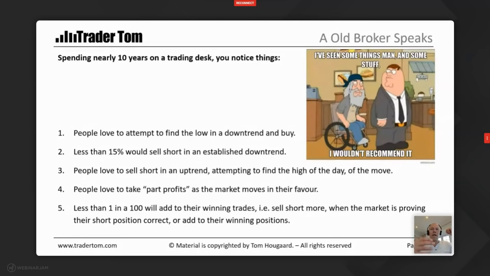But what I observed over the 10 years on the trading floor, observing people trading, was that when the market was falling, they liked to be the one that stuck their hand out and tried to grab that proverbial falling knife. And it was sad to see, because many people actually failed to make money using this strategy.